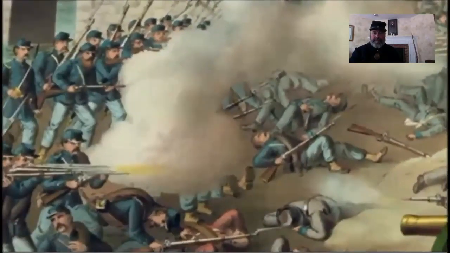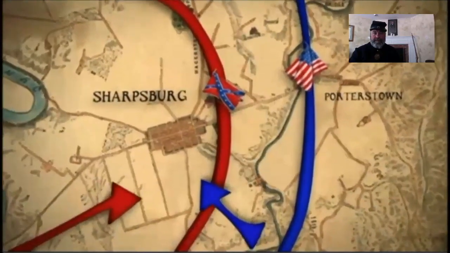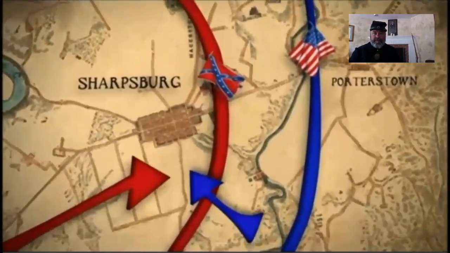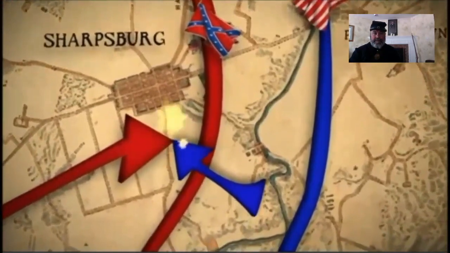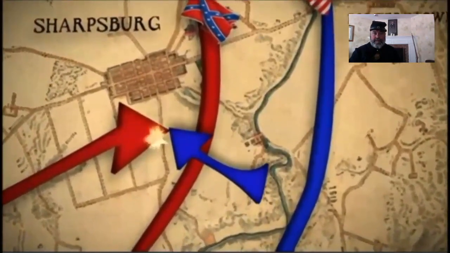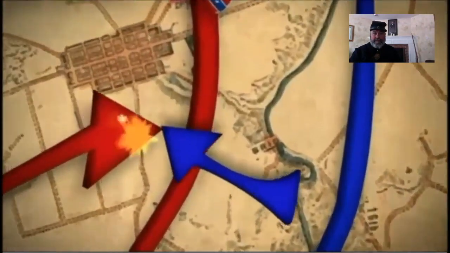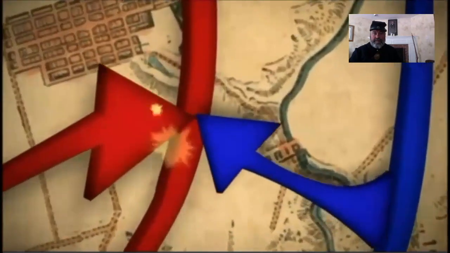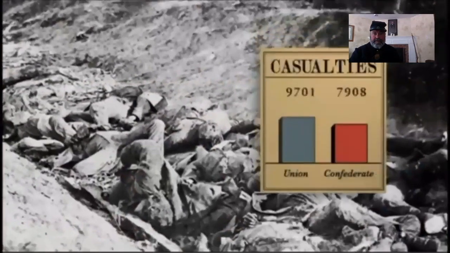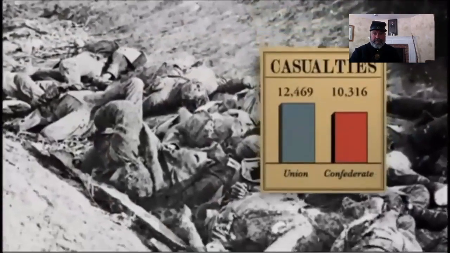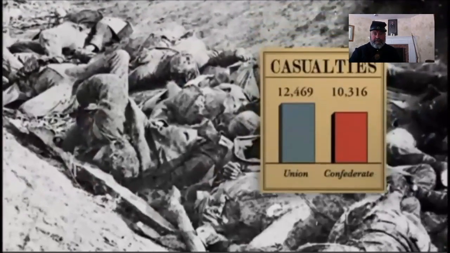And then at the very great moment of peril, seemingly out of nowhere, General A.P. Hill, who's been marching his men as fast as he can all day, arrives just in the nick of time, right here on the southern end of the battle line, able to shore up Confederate forces and then ultimately to repulse General Burnside's offensive. 23,000 men are killed, wounded, or missing after 12 hours of savage fighting.